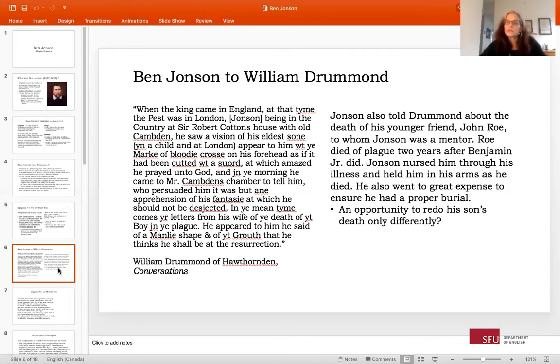What also strikes me about this dream, about this vision, is the bloody red cross that Johnson sees on his son's forehead. It's a striking visual emblem of the plague. And it's a symbol that Johnson would have been very familiar with because he would have seen it on doorways of quarantined homes in London. And so it reinforces for us how powerful and prevalent that painted red cross on doorways must have been, how impressed upon the psyches of the people of London it must have been.